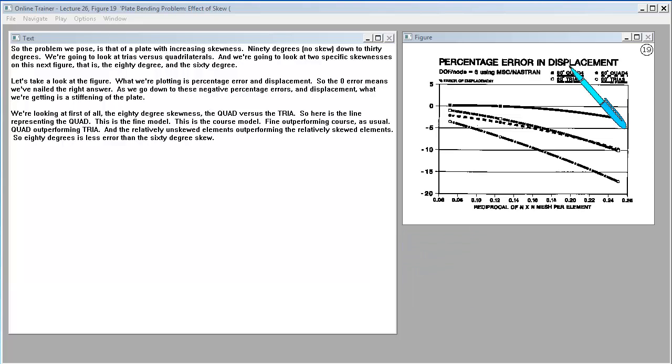What we're plotting is percentage error in displacement, so the 0 error means that we've nailed the right answer. As we go down to these negative percentage errors in displacement, what we're getting is a stiffening of the plate. We're looking at, first of all, the 80 degree skewness, the quad versus the tria. So here's the line representing the quad. This is the fine model, this is the coarse model. Fine outperforming coarse as usual. Quad outperforming tria, and the relatively unskewed elements outperforming the relatively skewed elements. So 80 degrees is less error than the 60 degree skew.